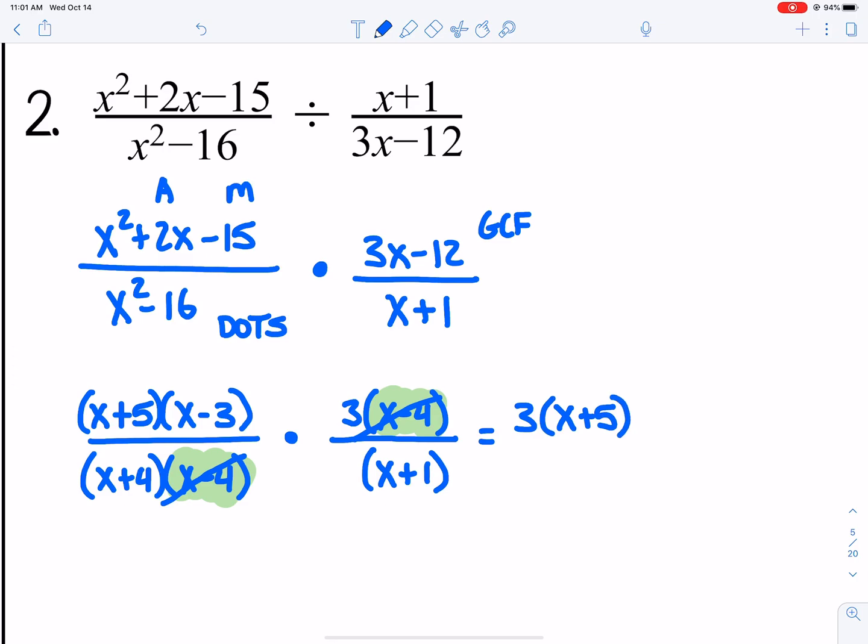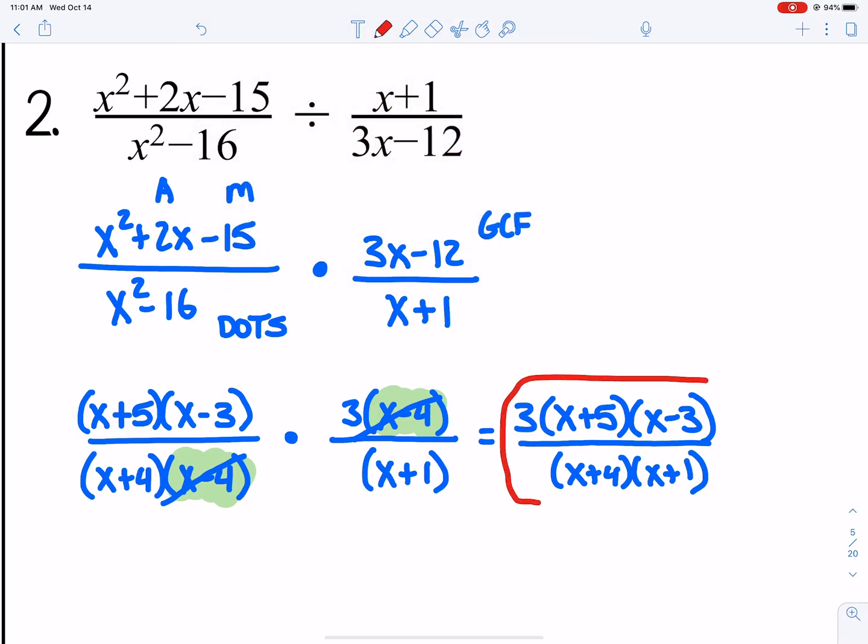So we bring over 3 times x plus 5, x minus 3 for the numerator, and then in the denominator we have x plus 4, x plus 1. And just leave it like that. Don't try to multiply those together. It's not necessary unless it shows up on a test question where you needed to.